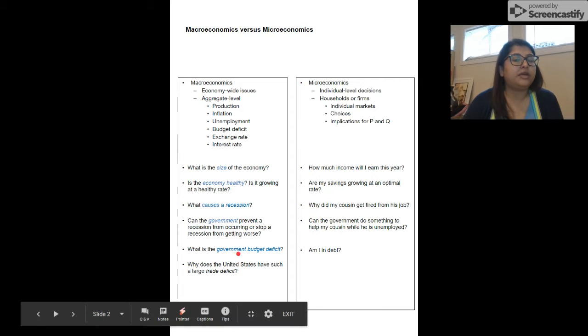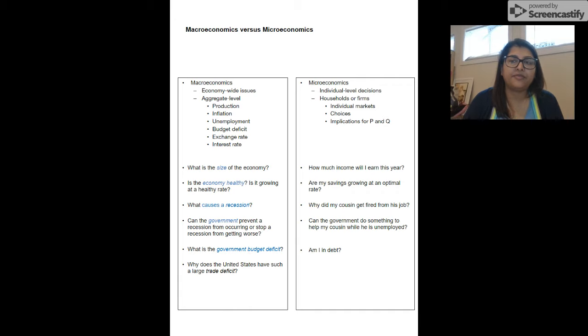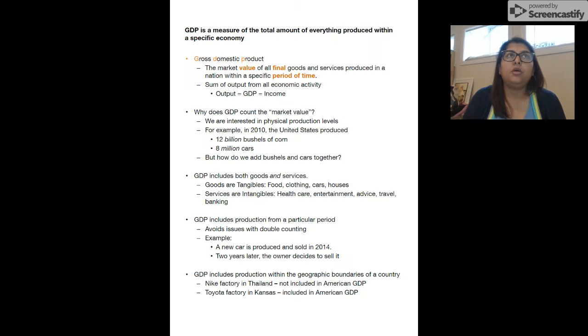At the macro level, we have to ask whether the country slash government is in debt. Okay, so we have very important concepts of budget deficit, interest rate, inflation, and unemployment that are going to be covered under macroeconomics, because we are interested in everything at the aggregate level, right?